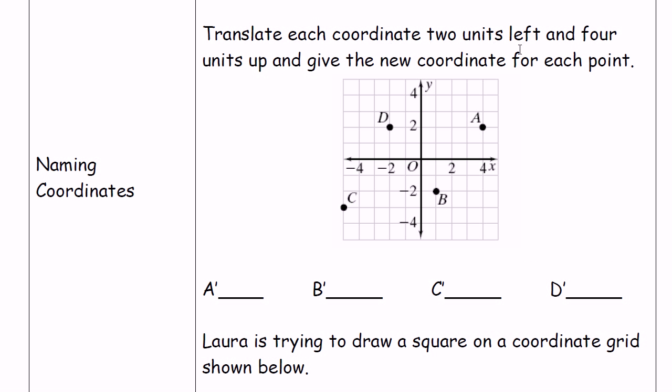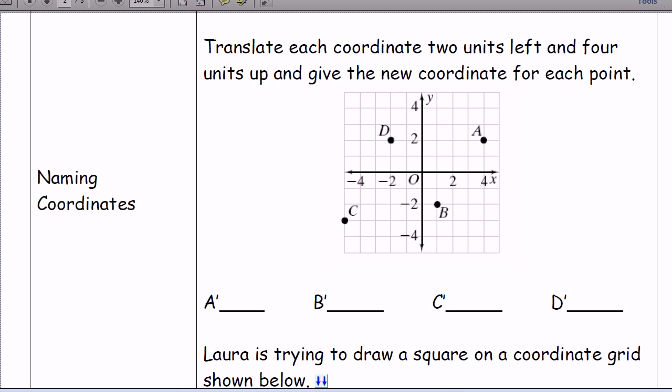Here it says translate each coordinate 2 units left and 4 units up, and give the new coordinates. So translate is a new word. Reflection. Remember, reflection is flipping over a shape. Translation, these 2 letters right here, SL, should remind you of slide. We're gonna slide 2 units to that way, and 4 units up.